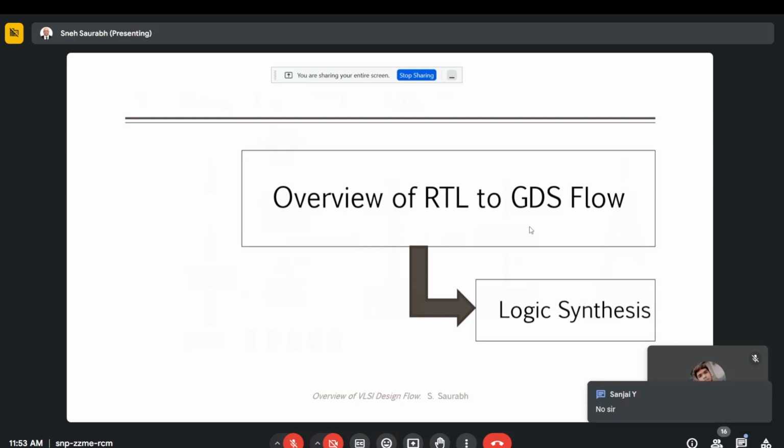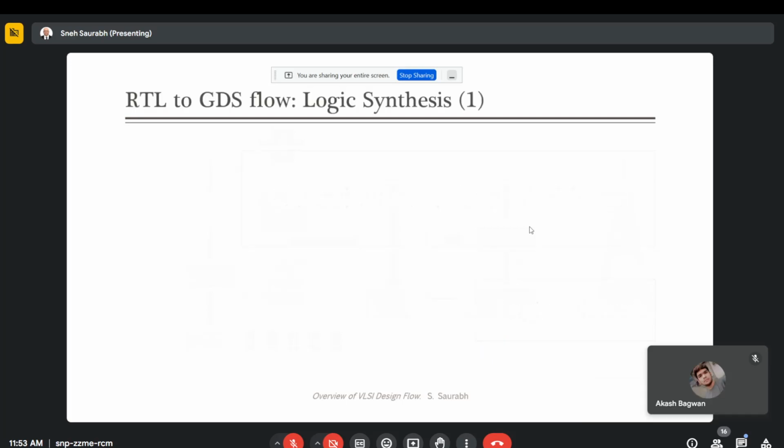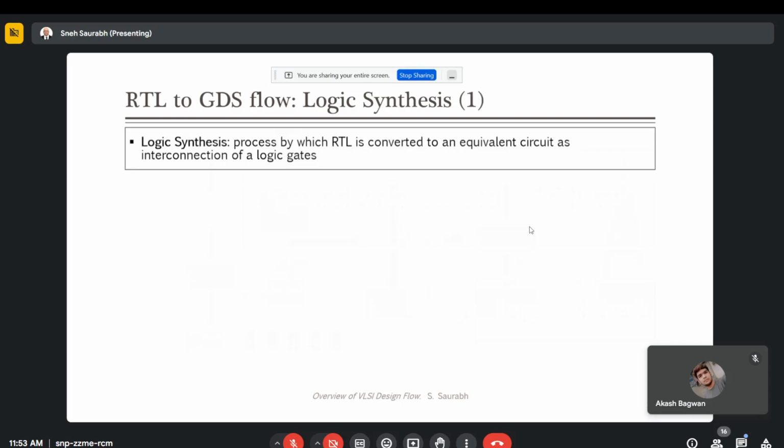Okay, so let me move forward. Now we'll go into the logic synthesis step, right? So we saw that the RTL to GDS step consists of logic synthesis and physical design. So let us go to logic synthesis. So what is logic synthesis? The RTL is converted to an equivalent circuit as an interconnection of logic gates, right?